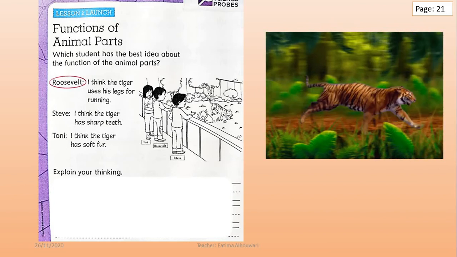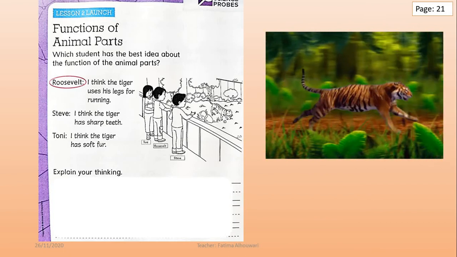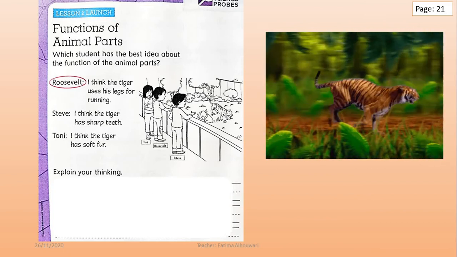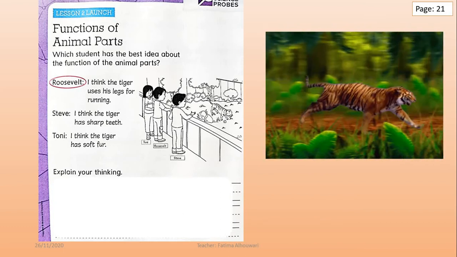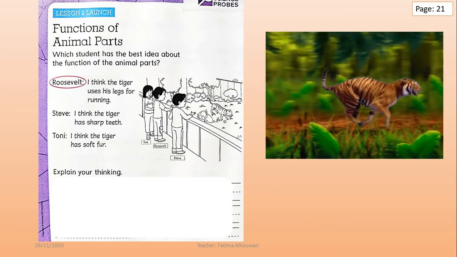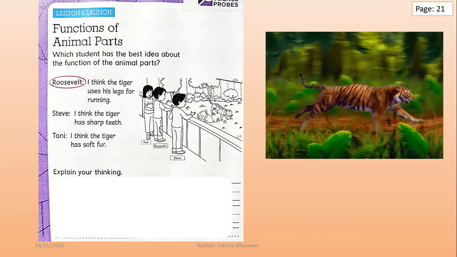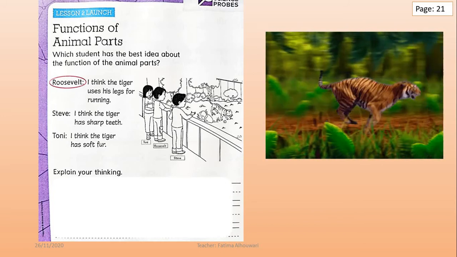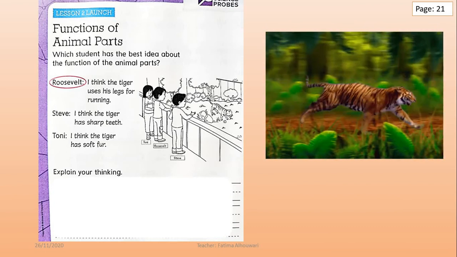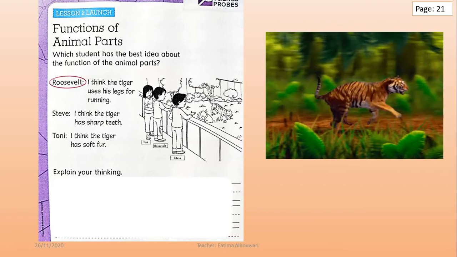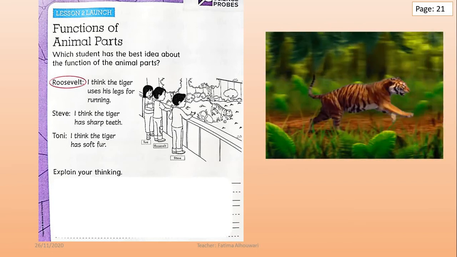As you see, this tiger can run with its legs. Let's see Steve. I think the tiger has sharp teeth. That's right, but Steve didn't say anything about the function of the sharp teeth. So this is not the best idea about the function of the animal parts. Let's see Tony. I think the tiger has soft fur. That's true, but what's the function of the fur? He didn't say anything about that. So it's not the best idea about the function of the animal parts.